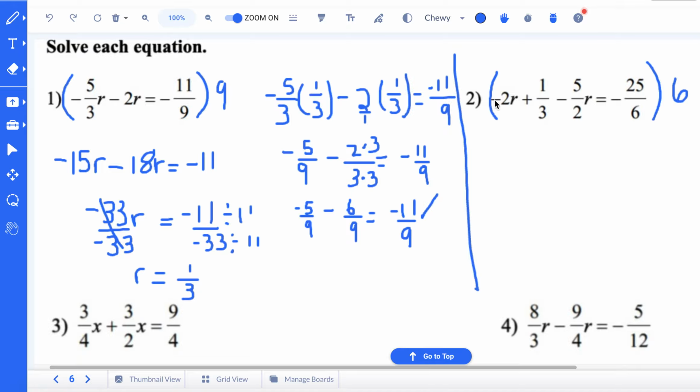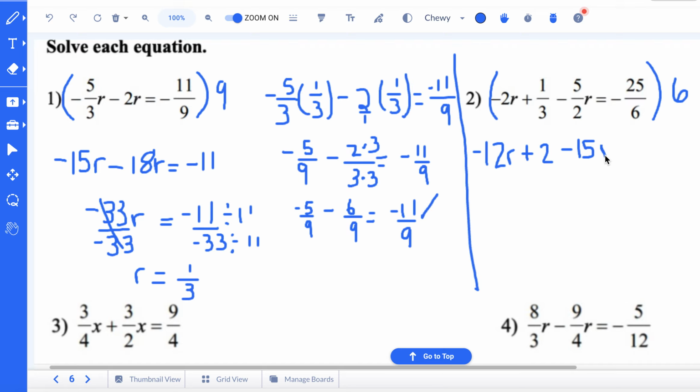So there's no fraction here, so we just multiply 2 times negative 2 times 6 is negative 12. So this is negative 12r plus, and now I'm going to multiply, remember, 6 times 1 divided by 3. So 6 times 1 is 6, and 6 divided by 3 is 2, minus, now I'm going to multiply the minus 5 over 2r. So 6 times 5 is 30, and 30 divided by 2 is 15r.